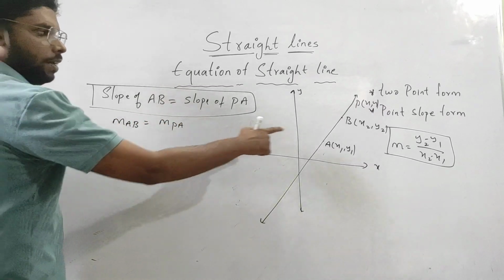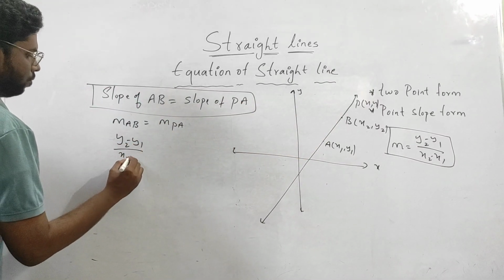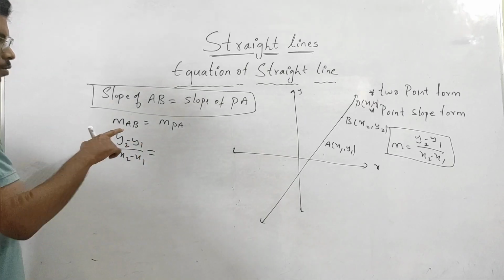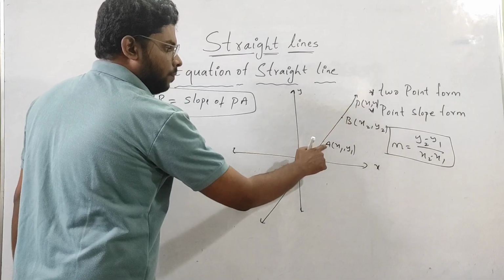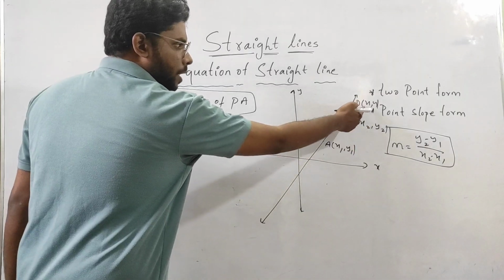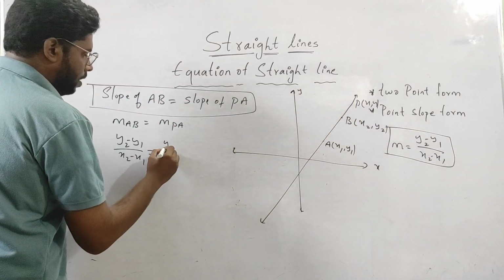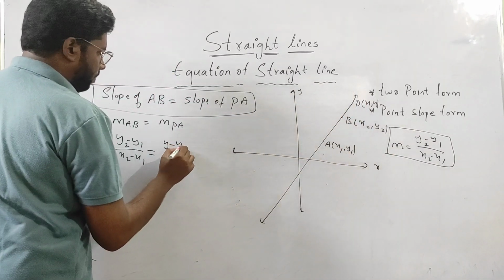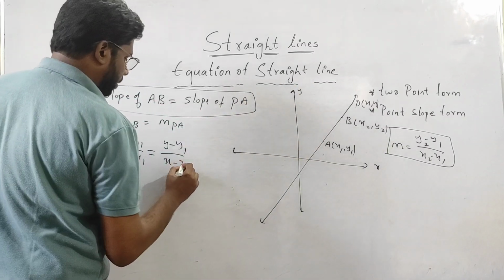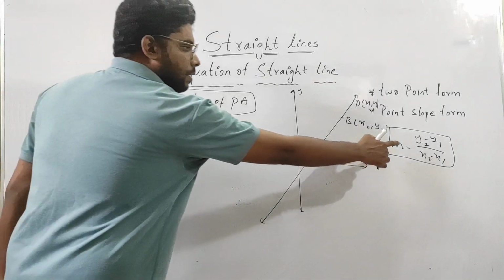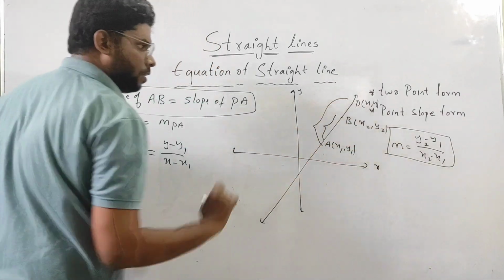So what is the formula? That is y2 minus y1 by x2 minus x1, which is equal to the slope of AB that we have found. Similarly we need to find the slope of PA. The same formula we have to apply. So this becomes x2, y2, and this is x1, y1. So y2 minus y1: y2 here is y, minus y1 here is y1 only, divided by x2 minus x1: x2 here is x, minus x1 here is x1 only. I hope you understand this. We have applied this formula, and with these two points we find the slope, and with these two points we have found the slope.